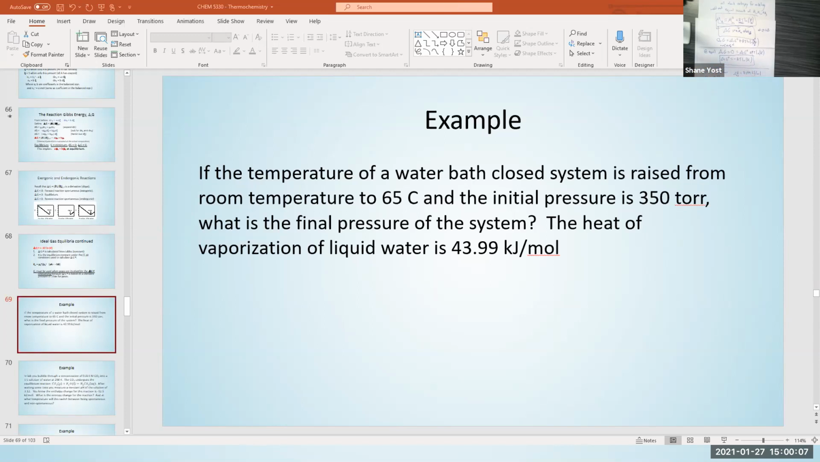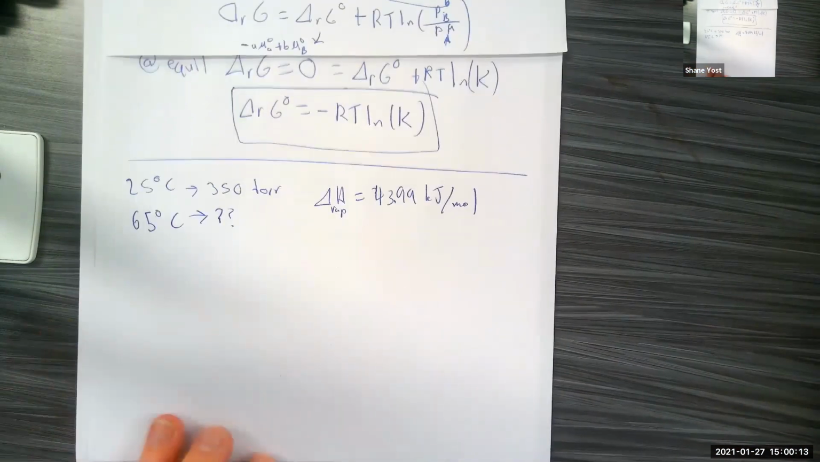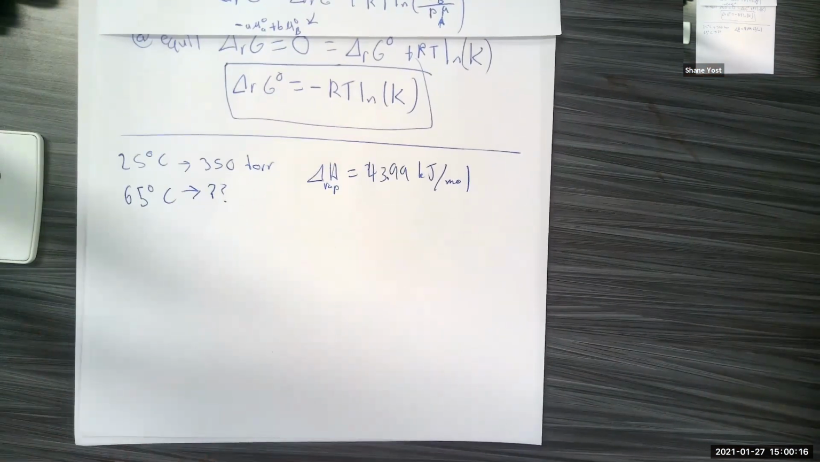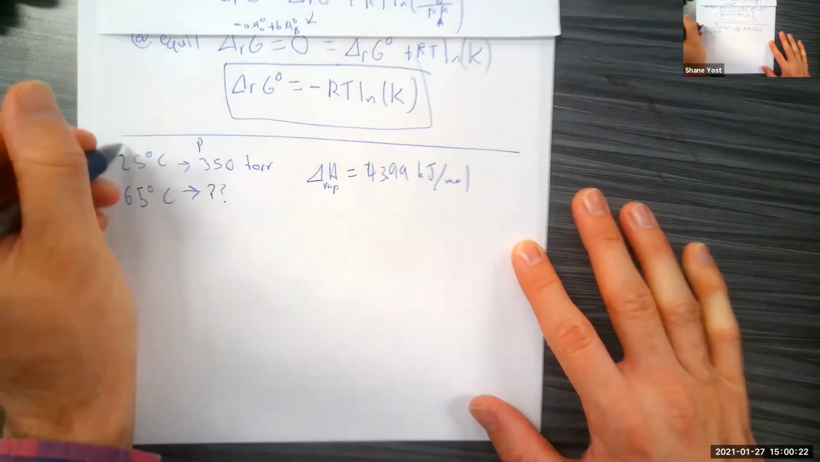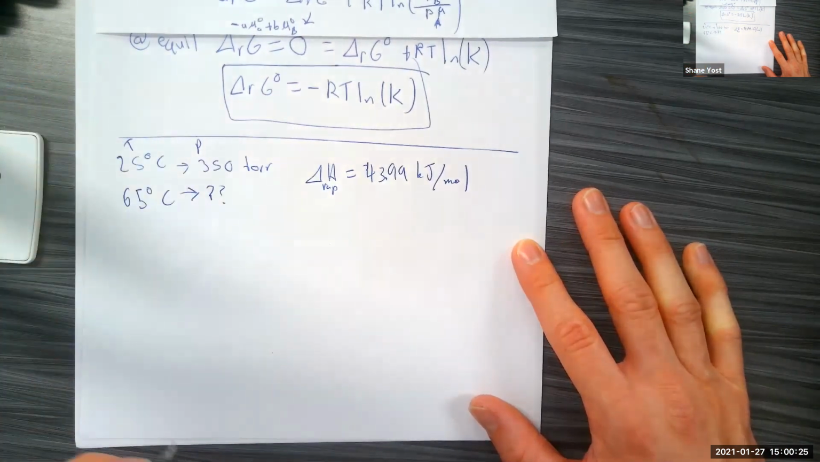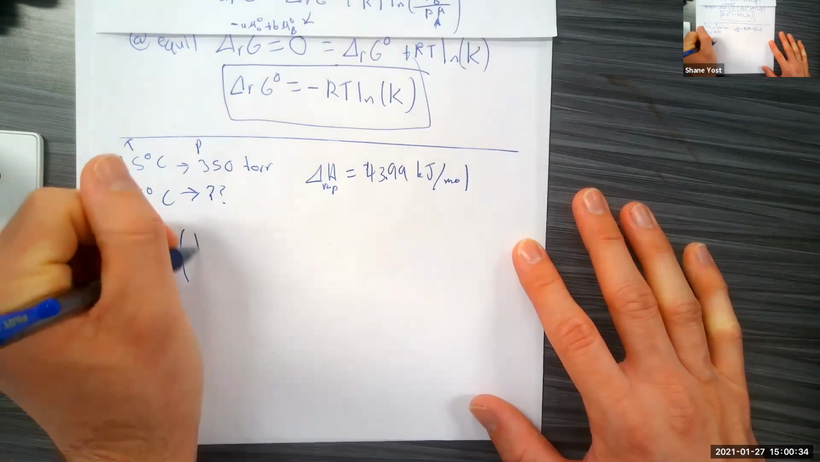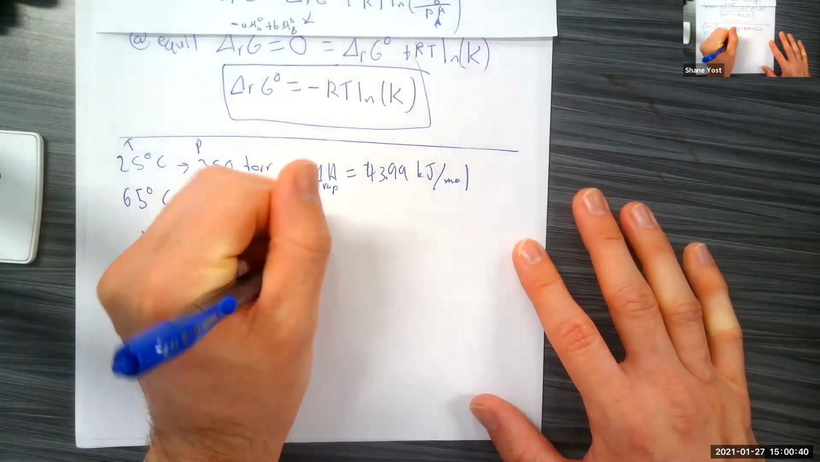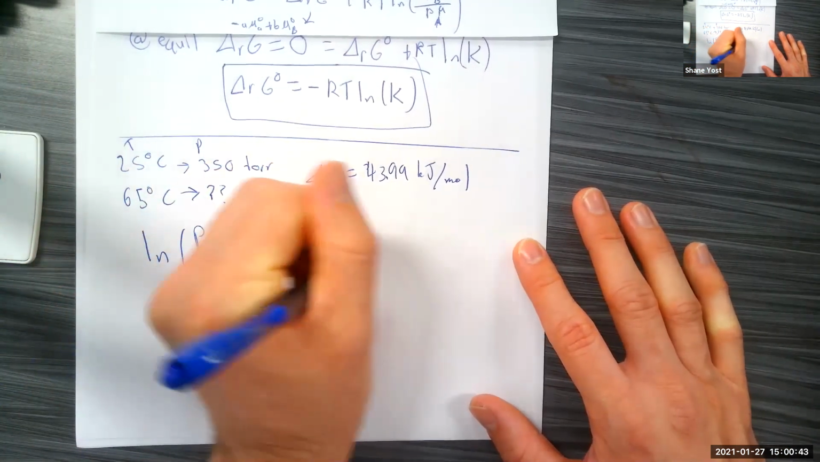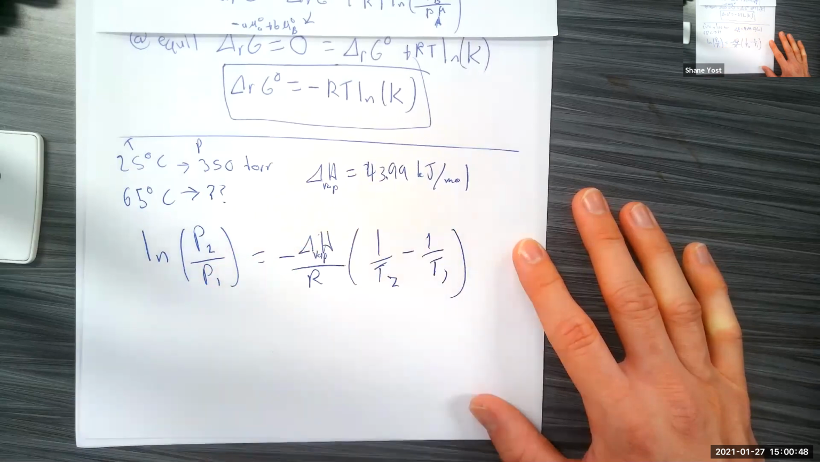All right. For this problem, we're given this summary of information. At 25 degrees Celsius, my vapor pressure is 350 torr. I'm wondering what my vapor pressure is at 65 degrees Celsius. To get that, we need to use the relationship between the vapor pressure at different temperatures: minus delta H vap over R, times 1 over T2 minus 1 over T1.